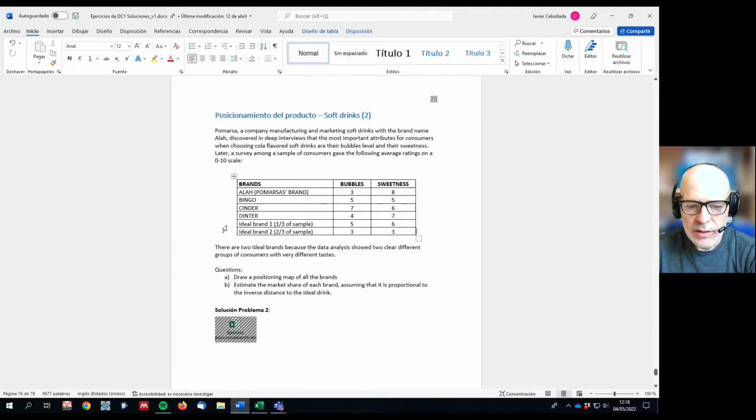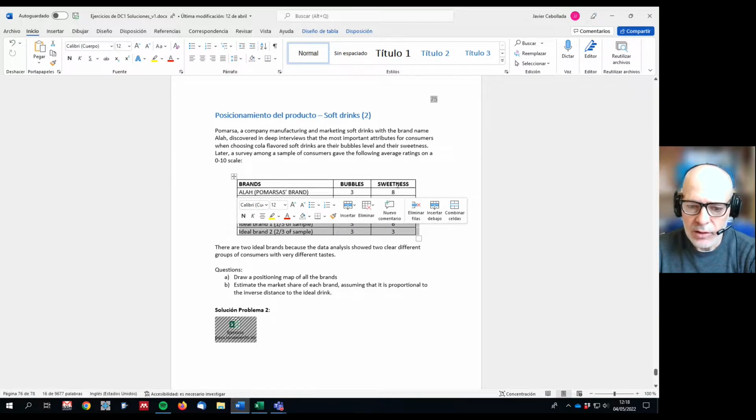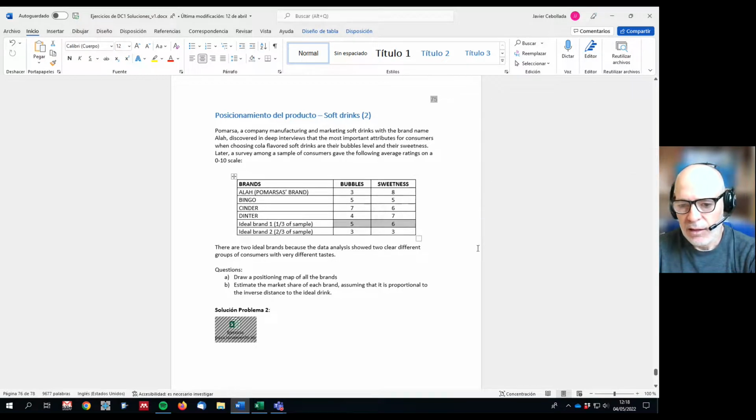Also, the market research has shown that there are two segments of consumers. One for whom the ideal brand has these scores, and another one for whom the ideal brand has these other scores. The first one is 1/3 of the total market, and the second one is 2/3 of the total market. So probably the first segment could be children, and the second segment could be, for example, adults.